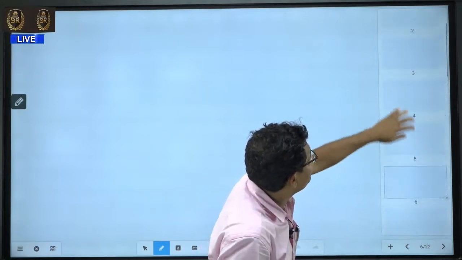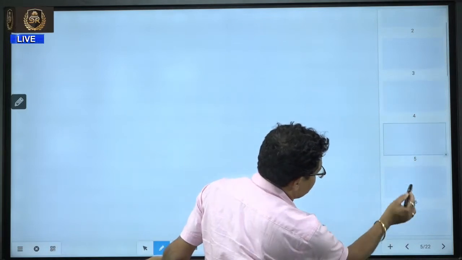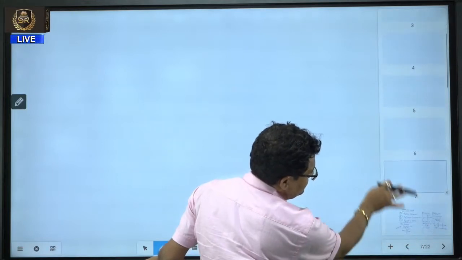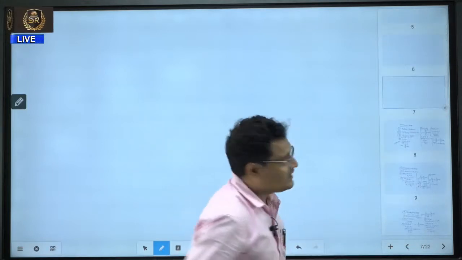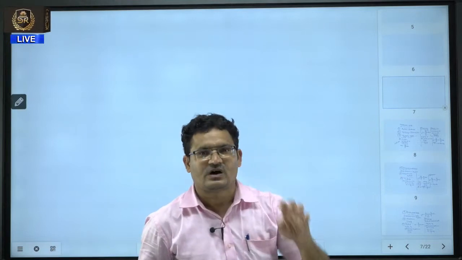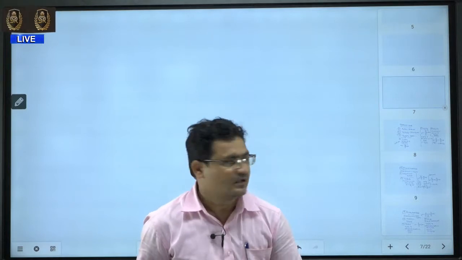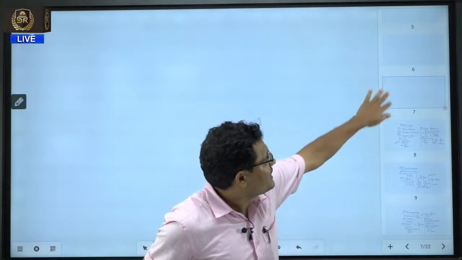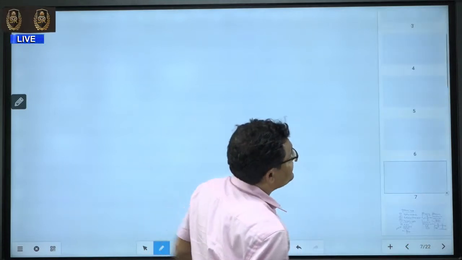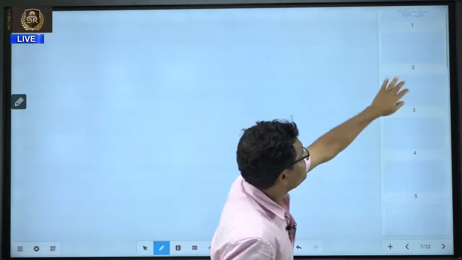Oxides of sulfur. Right. There are basically OF2 and O2F2, where oxygen is +1 in O2F2 and -1 in others. So what is its oxidation state? We already discussed. After that oxidation state, we discussed certain oxy acids of chalcogens.